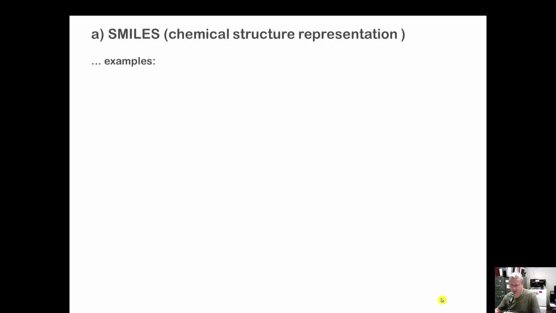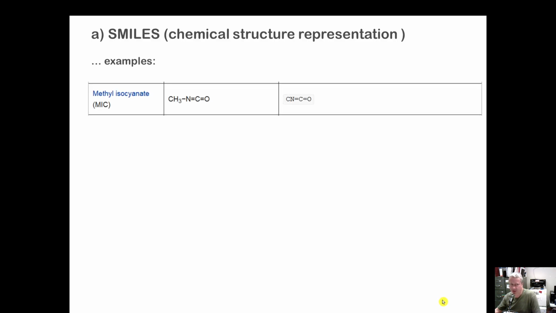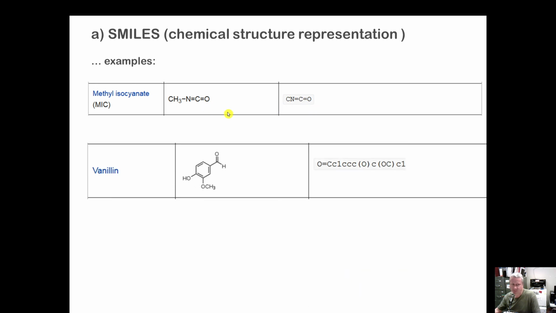Here are some more examples. This is a very simple one, just to show you. If I have a very simple molecule like methyl isocyanate, which is just CH3, double bond C, double bond O, the SMILES of it is actually very simple. It's CN=C=O, which just directly maps to the structure. So this SMILES and this structure totally make sense.